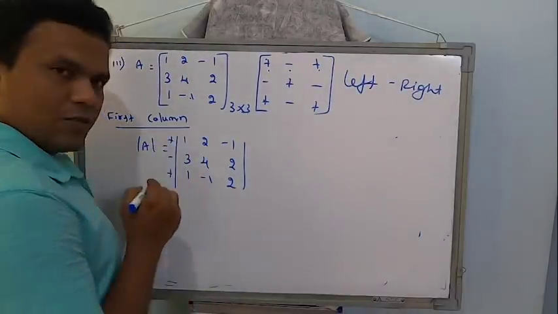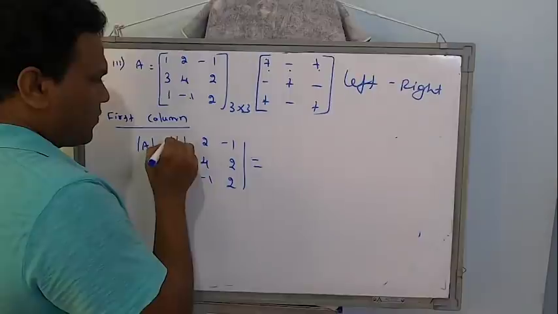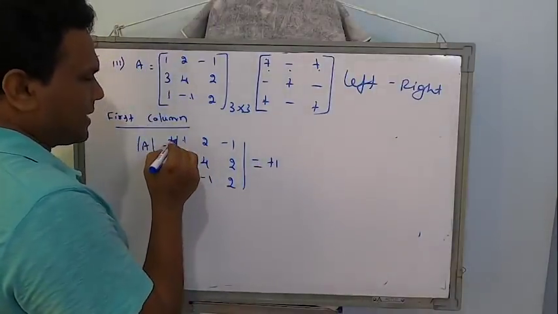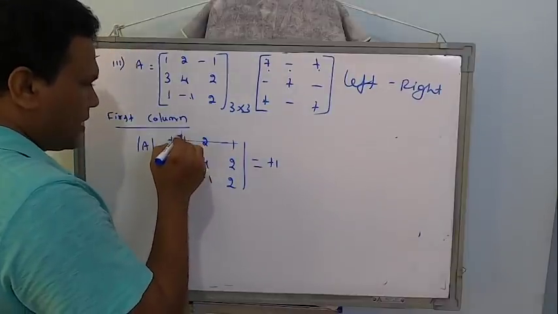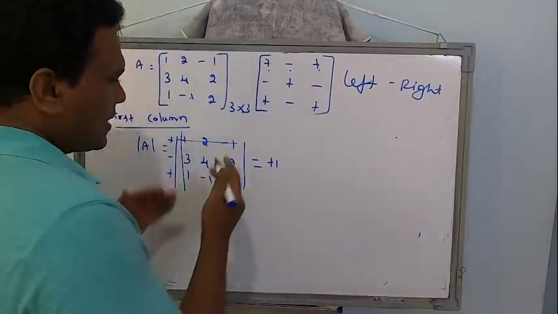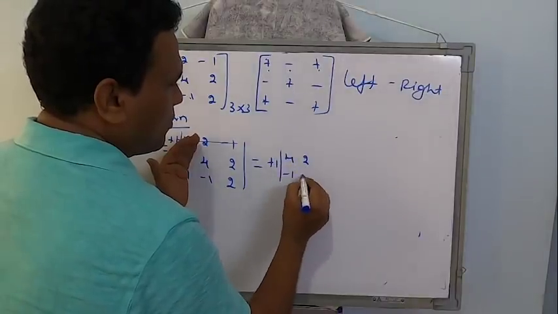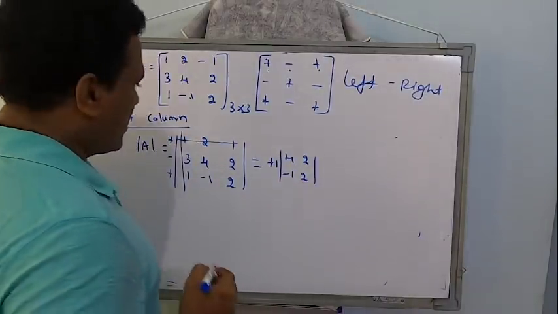I want to expand it from the first column, right? The first element is multiplied by 1, so plus 1, right? So the concept is the same. Leave the column and row in which 1 is present, and consider the remaining 4 elements. The remaining 4 elements are 4, 2, minus 1, 2. Clear? Look at the next.